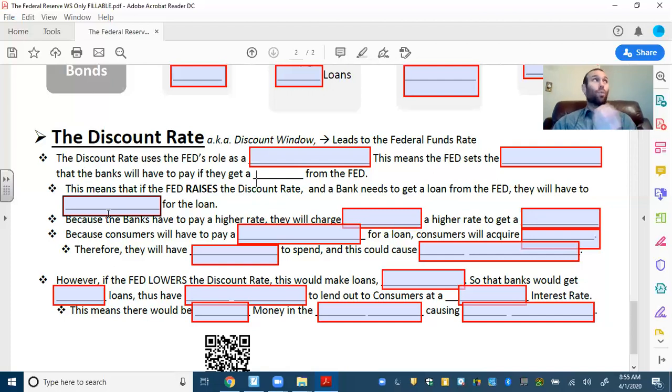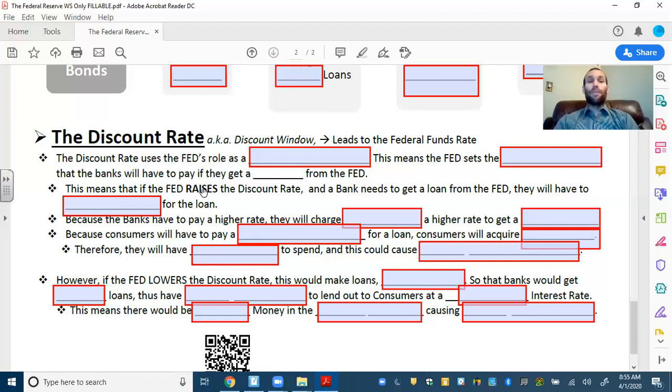Even if the bank doesn't want to go to the Fed, if they're going to other banks, they're still going to have to pay more for the loan because those banks now have higher interest rates, and they can make more money holding their reserves at the interest rate the Fed gives them. I know it's kind of complicated on that one, but just know if the Fed raises their rate, the banks raise their rates. If the Fed lowers their rates, the banks lower their rates.